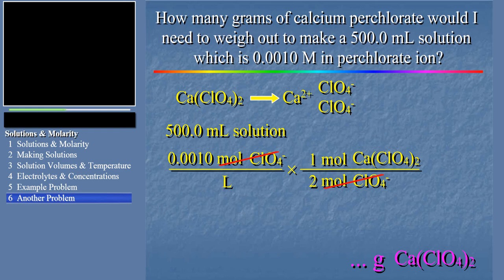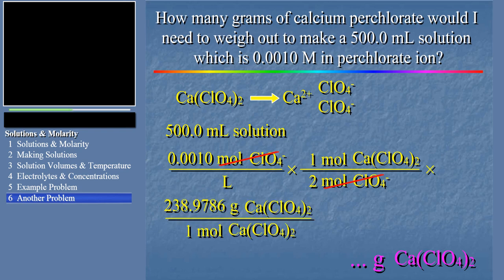But we don't want moles, we want grams. So let's convert using the molecular weight of calcium perchlorate, which it turns out from the periodic table is 238.9786. Now we have the units, grams of calcium perchlorate per liter. And that's what we wanted, right? No, we want to know the grams in 500 milliliters. Now there are different ways of handling this situation. You can probably see that we'll need exactly half as much calcium perchlorate to make 500 mils than we would need to make 1,000 mils, otherwise known as a liter.